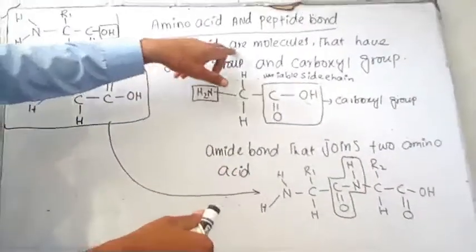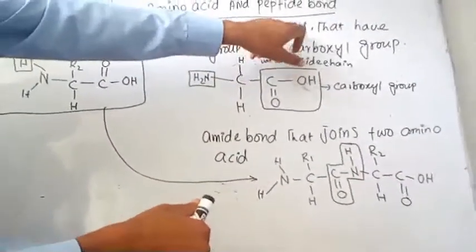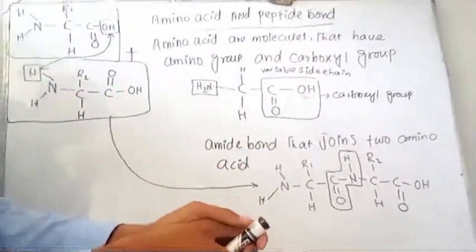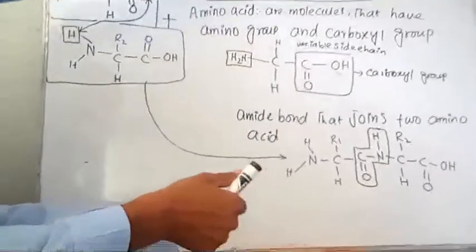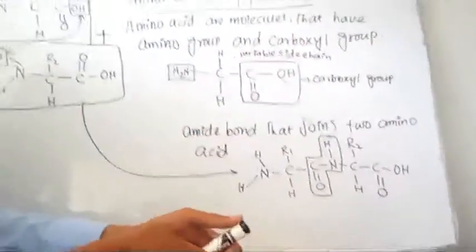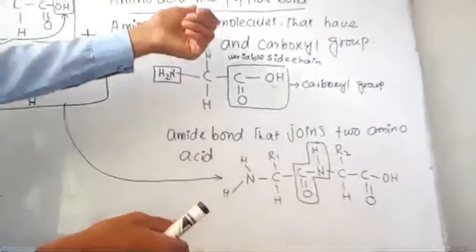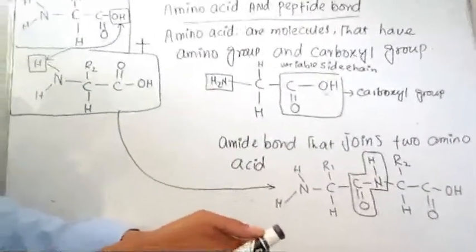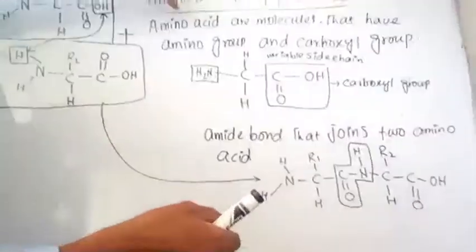Amino acids are molecules that have an amino group and a carboxyl group. Amino acids play a role in the formation of proteins. It means that proteins are formed by the combination of amino acids. First, we will define amino acid.